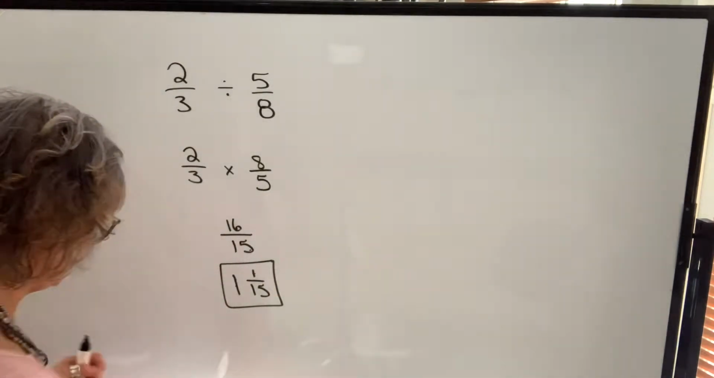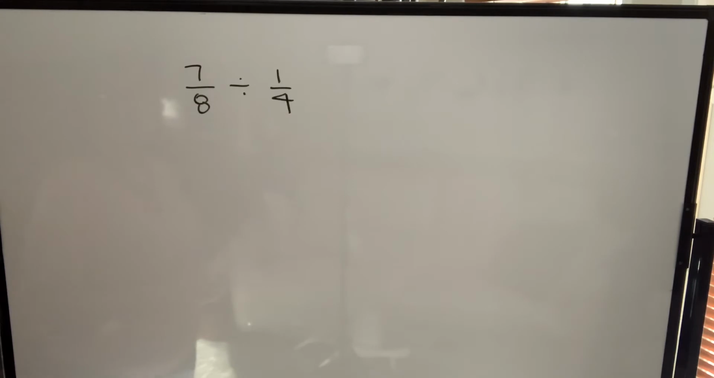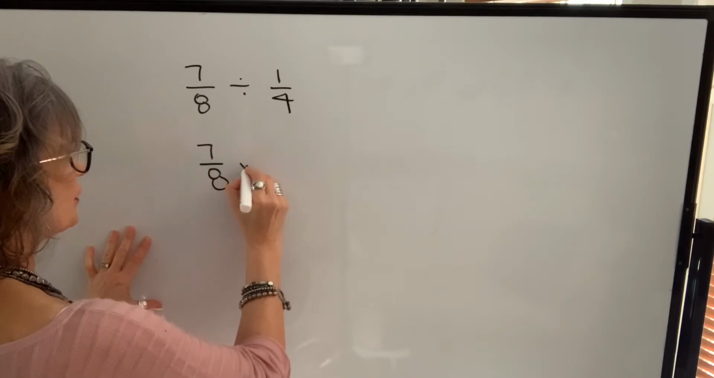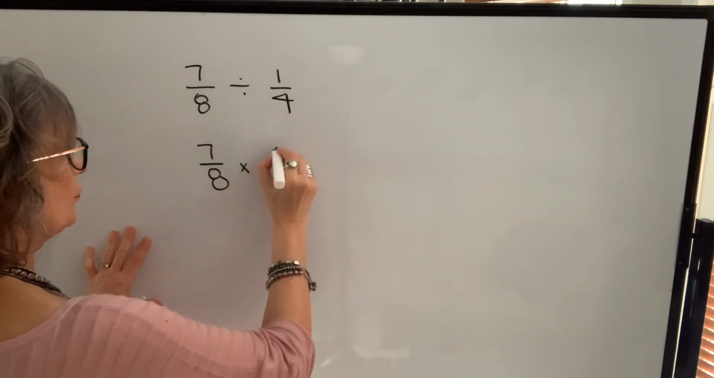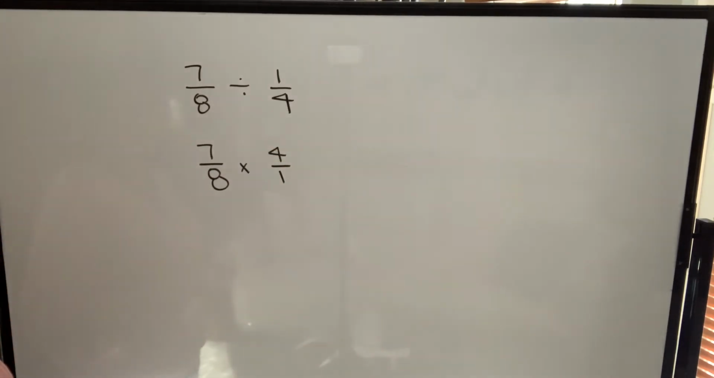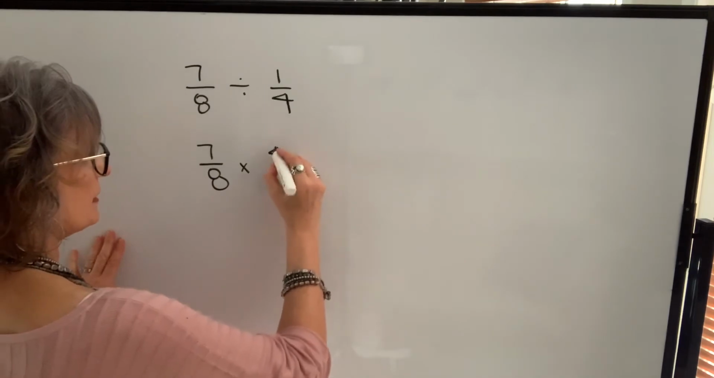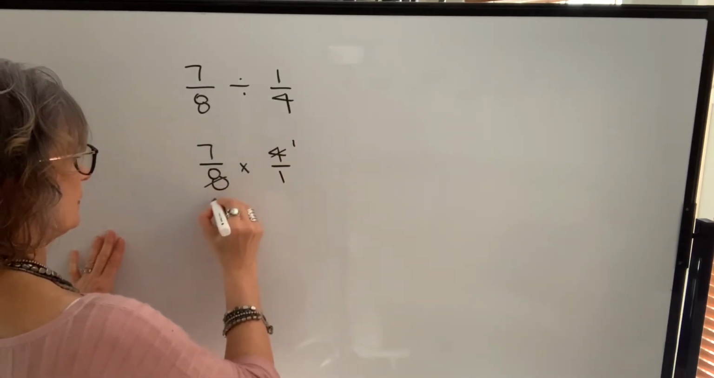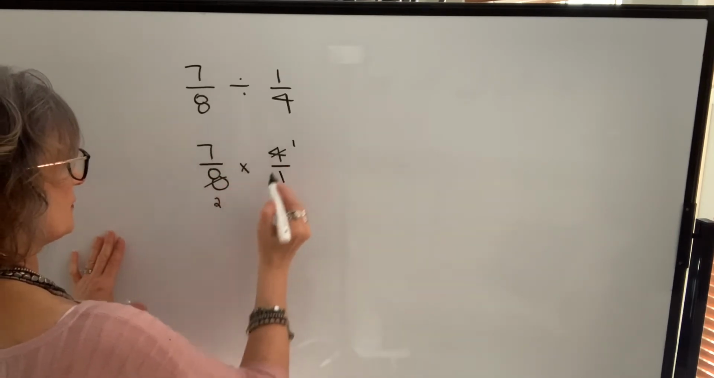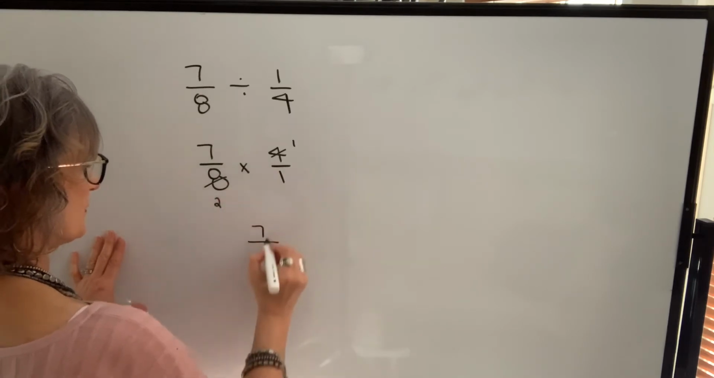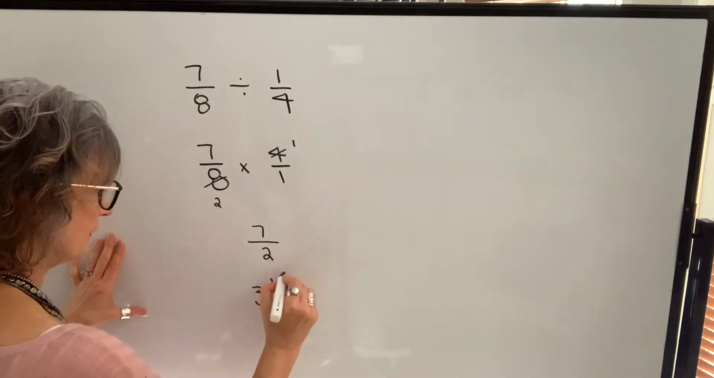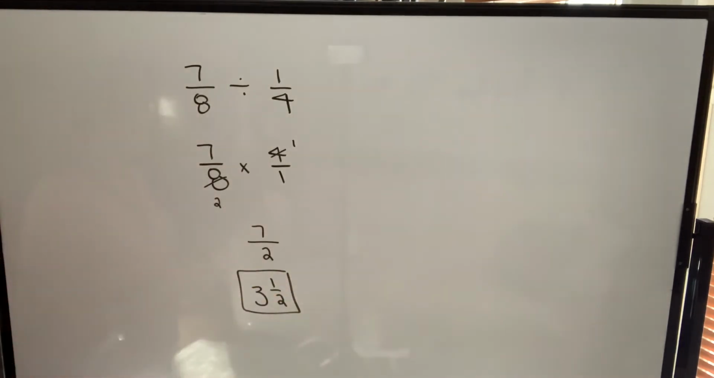Let's try some more. We have 7/8 divided by 1/4. So we keep our first fraction, and then instead of division, we change it to multiplication, and instead of 1/4, we multiply by 4/1. We just flip it. Now that it's multiplication, I can cancel. 4 divides into 4 once. 4 divides into 8 2 times. And there's nothing else I can cancel, so my answer will be 7 times 1 over 2 times 1. And 2 goes into 7 3 times with a remainder of 1. So 7/2 is the same as 3 1/2.